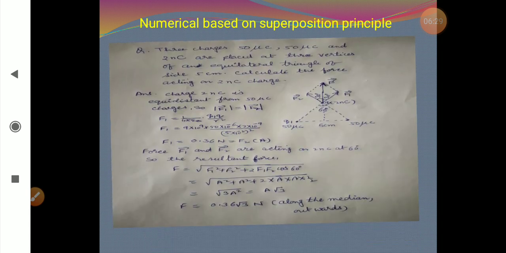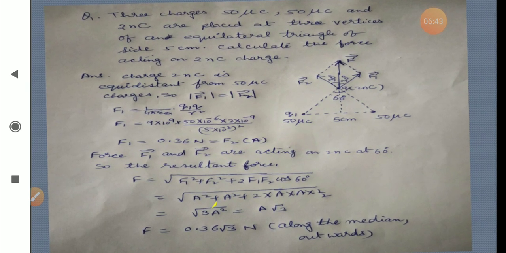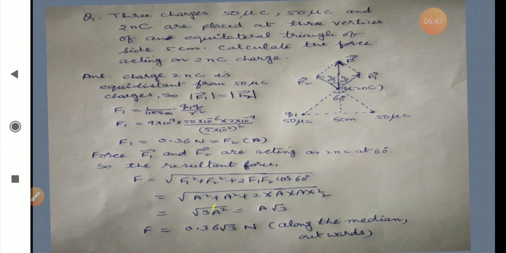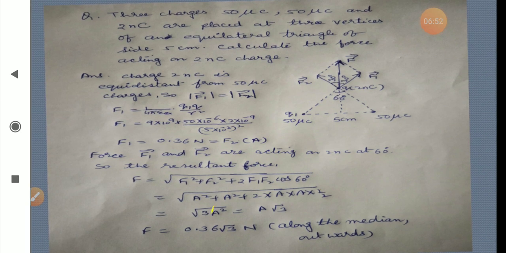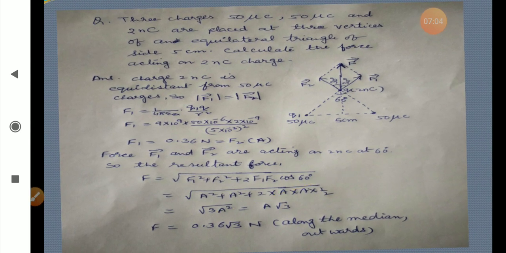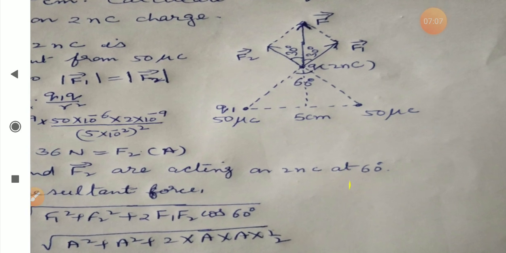So let us take another problem based on superposition principle only, but here the forces are not acting along the same line, so we'll have to take their proper vector addition. So now the problem is like this: 3 charges, 50 microcoulomb, 50 microcoulomb and 2 nanocoulomb are placed at 3 vertices of an equilateral triangle of side 5 centimeter, right? Calculate the force acting on 2 nanocoulomb charge. So let us look at this one. You can see this diagram.